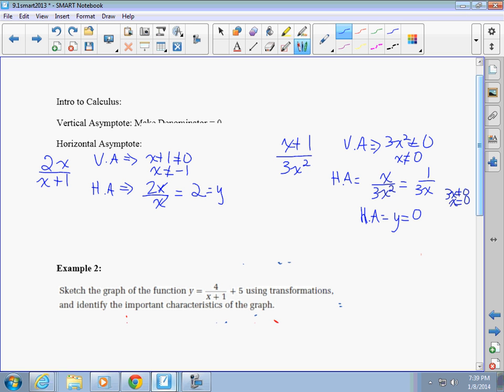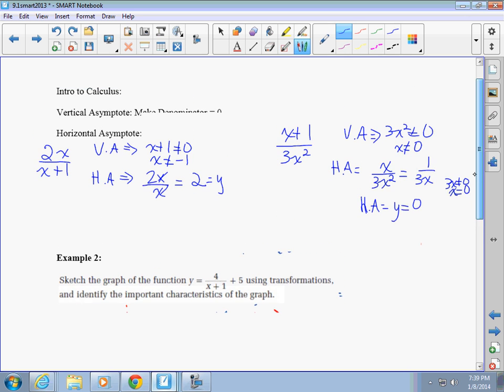So if I did 3 plus 1 is 4, 9 times 3 is 27, 4 over 27. You can see my number's going to get close to 0. It'll jump over 0 at one point and get larger if I substitute in negatives. But it's not going to touch 0. Okay, so let's apply some of this information.